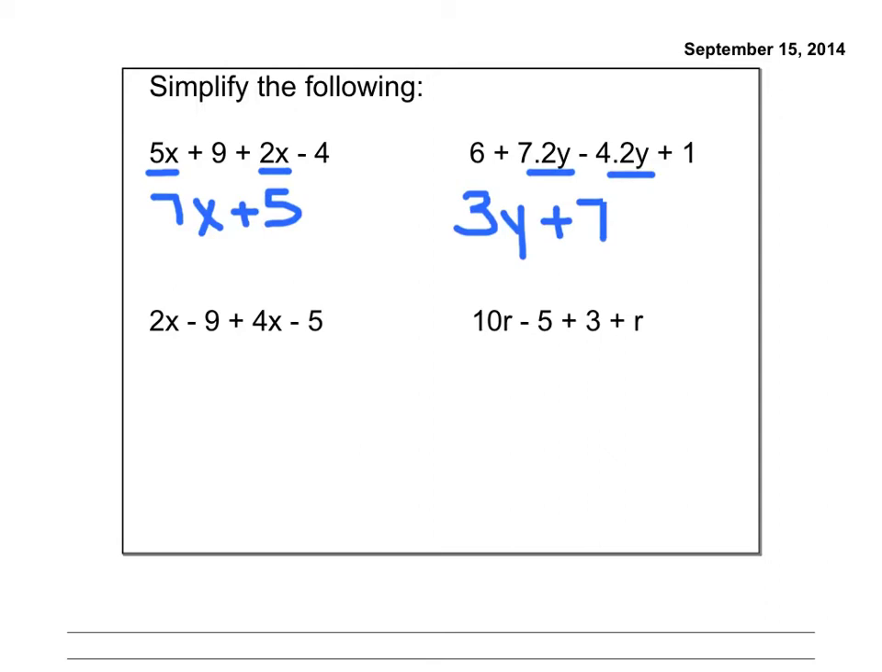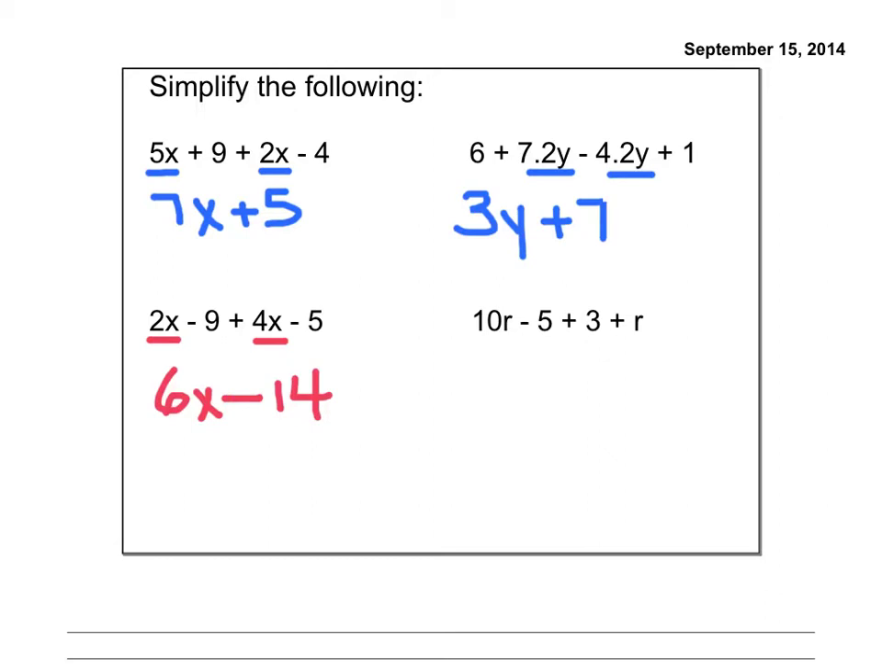Okay, our next one, we've got 2x minus 9 plus 4x minus 5. And we've got the x's, which are like terms. So we combine those. We've got 2x plus 4x, which gives us 6x. And then we've got a negative 9 and a negative 5. Remember, same signs, we get the sum, which means we add them together. It gives us 14. And we keep the sign, so that makes minus 14.